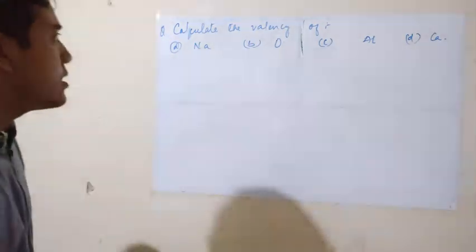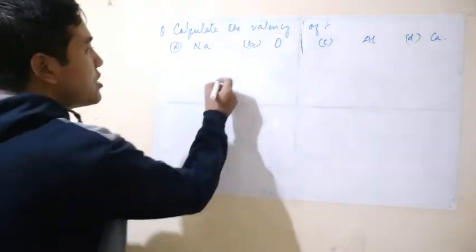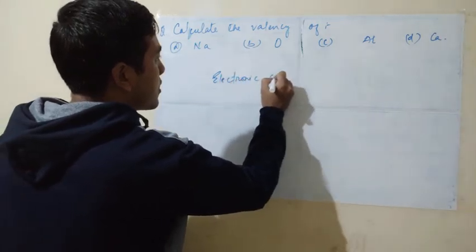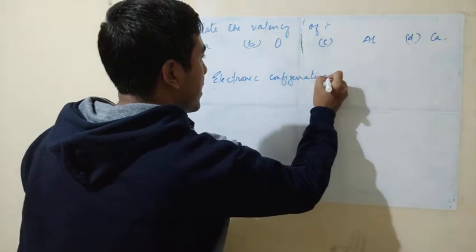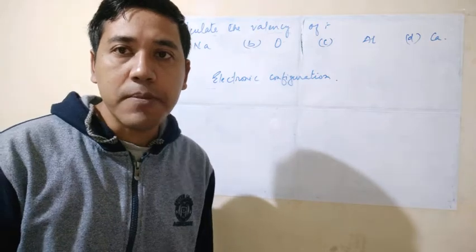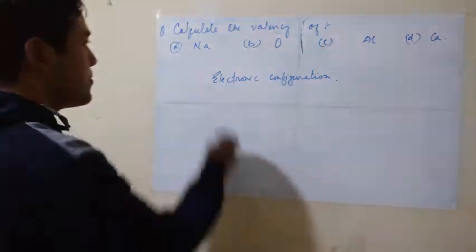Now look here, for calculating this valence, the most important part is we need to understand about the electronic configuration, right? We need to understand about the electronic configurations. Okay, now shall I start? Ready? Okay.